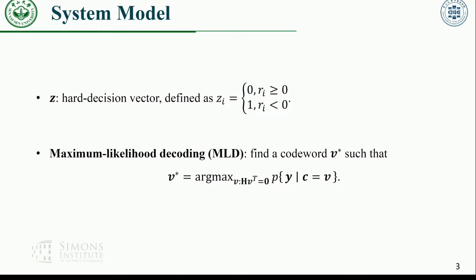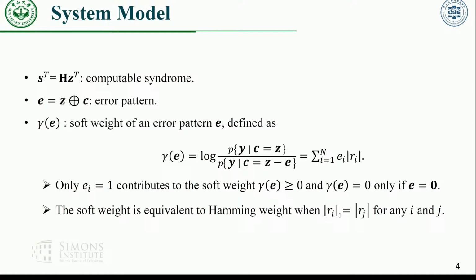So we can have the hard decision vector depending on the LLRs. Maximum likelihood decoding is to find a codeword c star such that the likelihood is maximized. We know the syndrome, which is computable, and we can define the error pattern. For any vector, we can define a soft weight, which is a summation of the reliabilities.